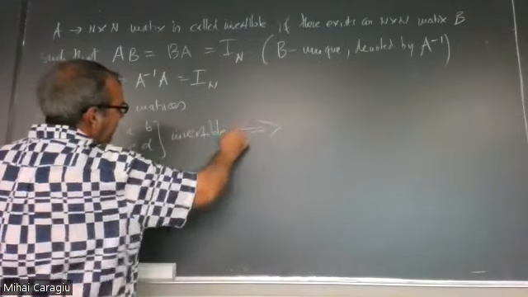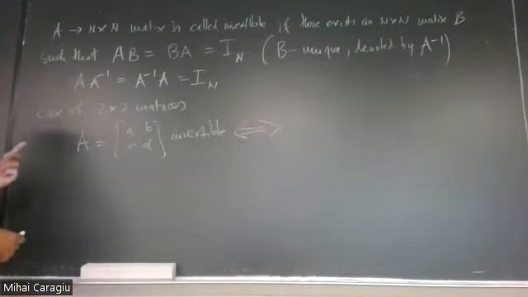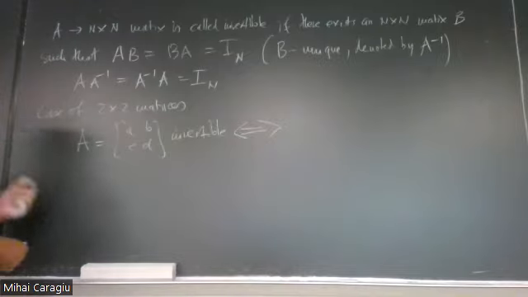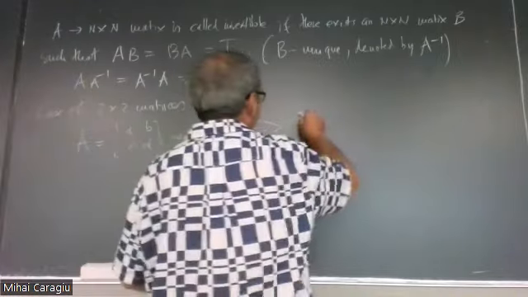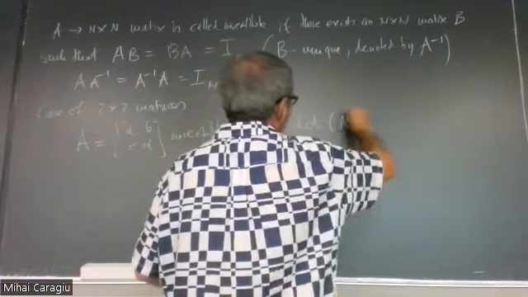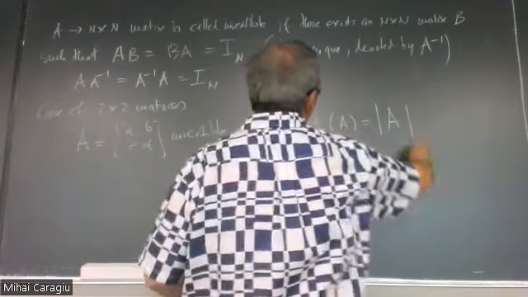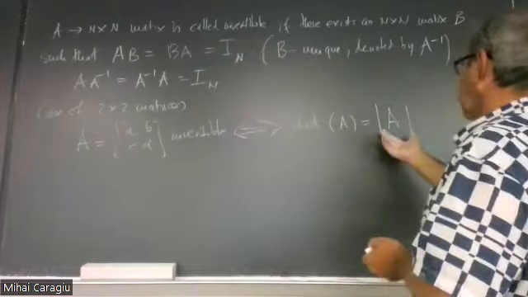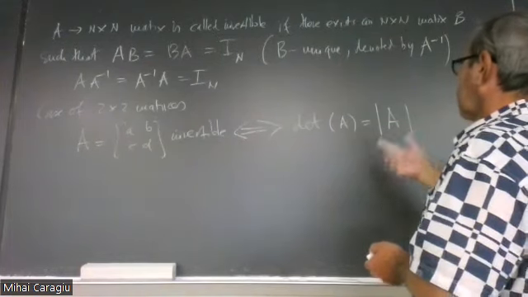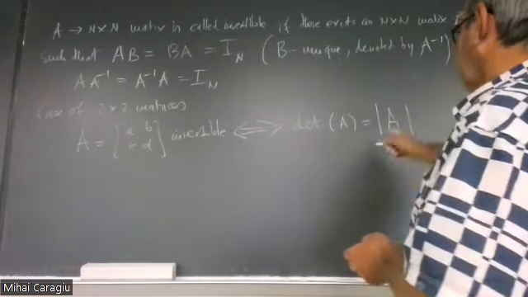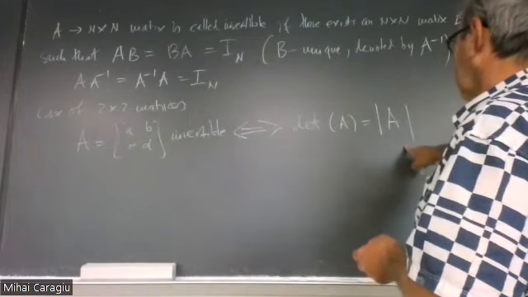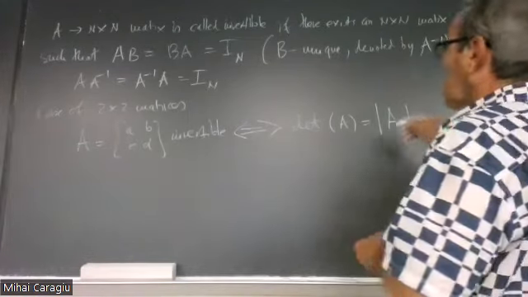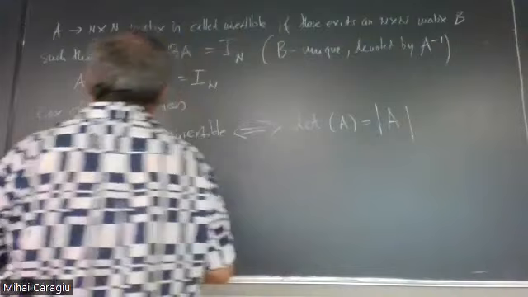To check that a matrix is invertible, an equivalent condition is that the determinant of A is not 0. The determinant of A is sometimes denoted by an absolute value, or modulus of A, but be aware that we don't use absolute value for matrices, just the determinant. For a 2 by 2 matrix, it's AD minus BC. It's not for all matrices.